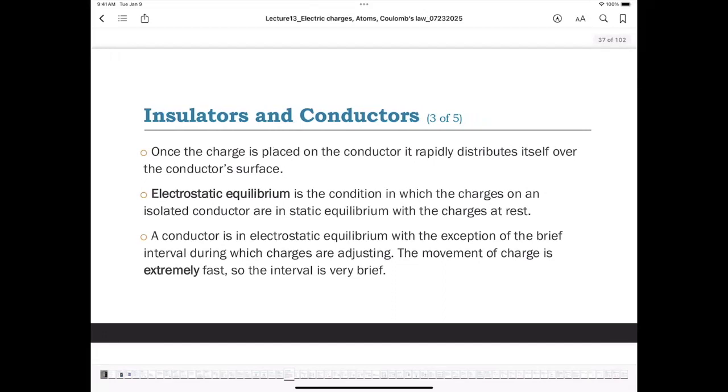In this condition, the charges on an isolated conductor are in static equilibrium, with the charges at rest. A conductor is in electrostatic equilibrium, with the exception of the brief interval during which charges are adjusting. The movement of charge is extremely fast, so the interval is very brief.